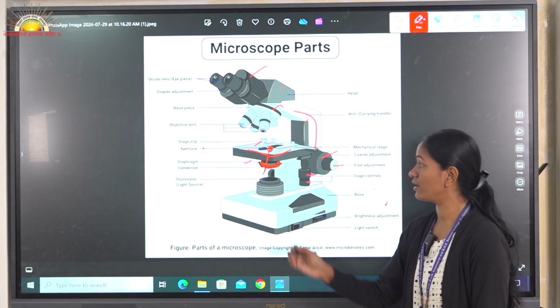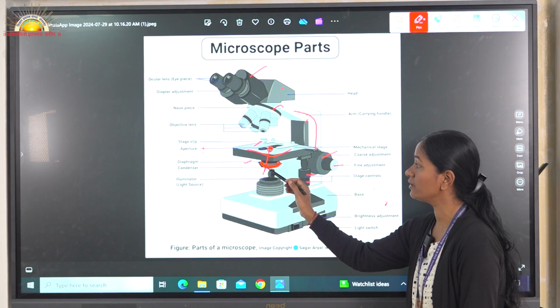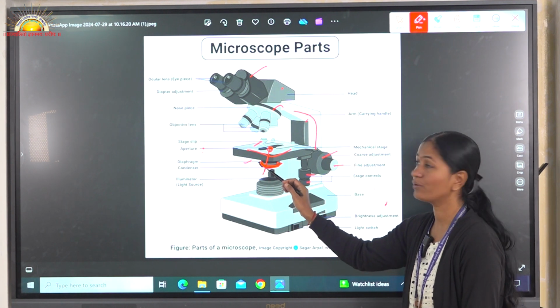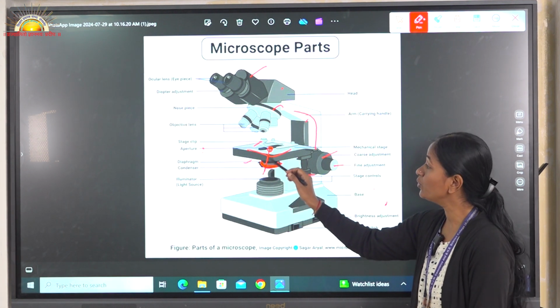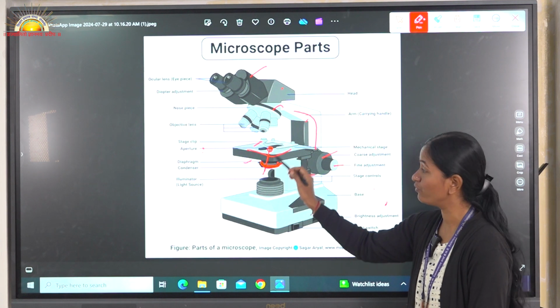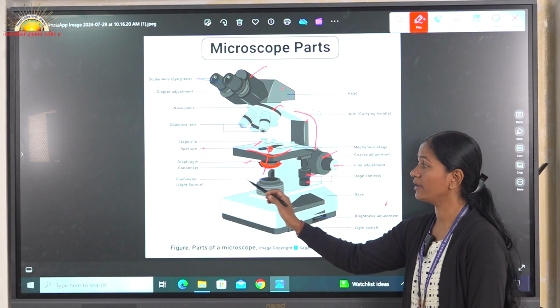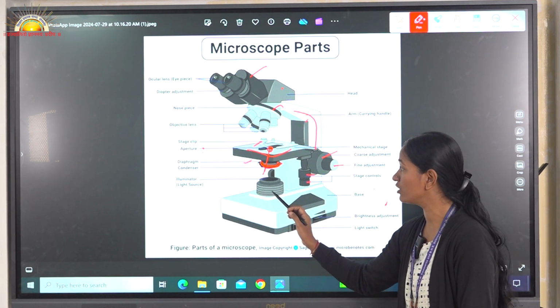Then below the diaphragm there is a condenser. What is the function of a condenser? It concentrates the light towards your specimen, which is going to pass through. Below that condenser there is an illuminator, the light source.